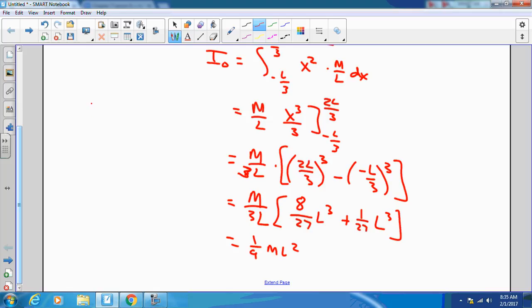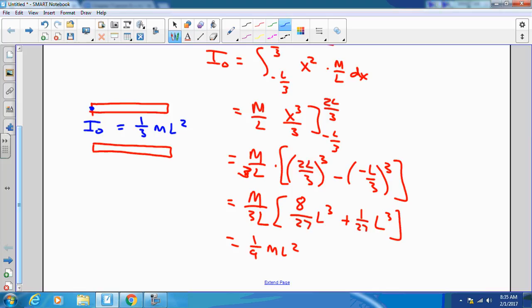And if you observe the different results that we had, remember that when we took the moment of inertia about its end, we got 1/3 M L squared. When we did the moment of inertia about the center, we got 1/12 M L squared. And now when we did the moment of inertia about a point 1/3 of the way from the end, we got 1/9 M L squared.